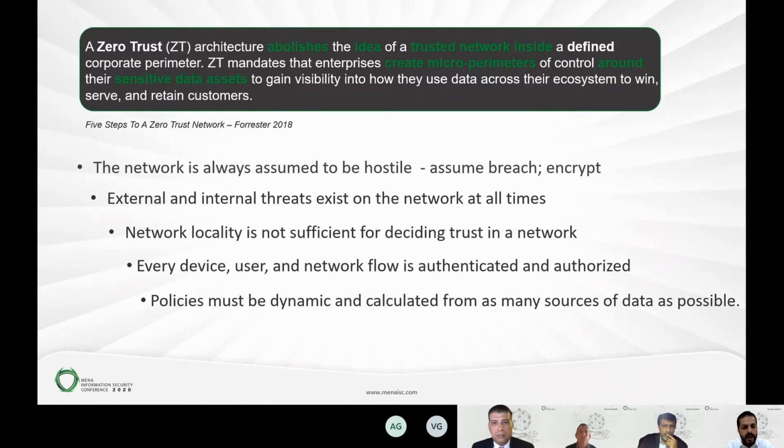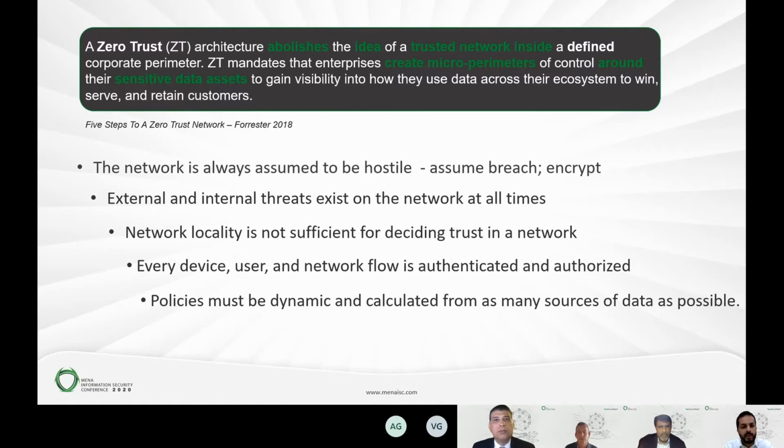And again, like I said, the external and internal threats exist on the network at all times. And if anything, you should consider you're already breached. The second thing is you should consider both the internal and external networks as equally threatening from a threat actor perspective. Network locality is no longer sufficient for deciding trust on a network.